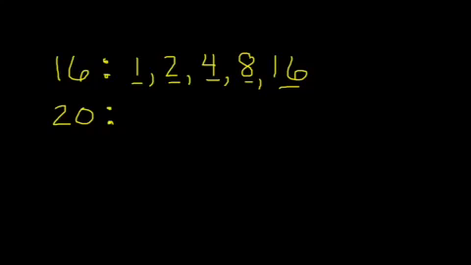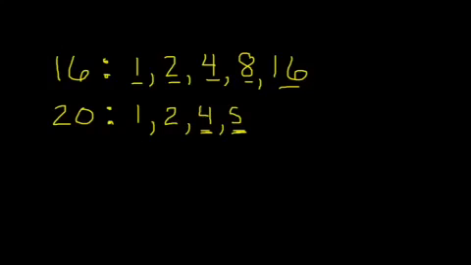Let's list the factors that go into 20. 1 goes into 20. 2 goes into 20. Does 3? No, so don't list it. Does 4 go into 20? Yes, 4 times 5 is 20. Does 5 go into 20? Yes. Now here's where I'm going to notice something. I've got a set of partners: 4 times 5 equals 20.